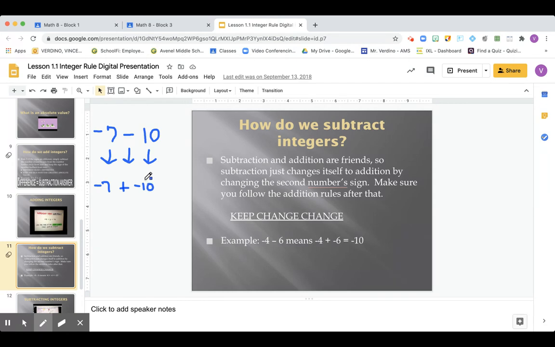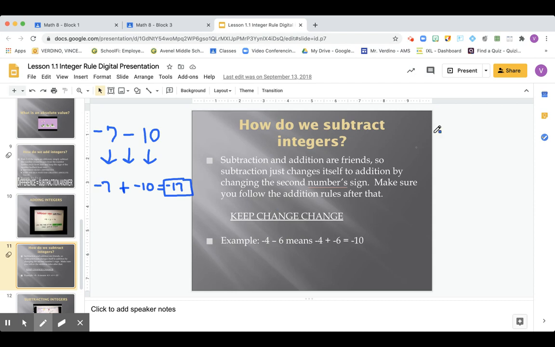Now I'm left with an easier equation here, or an easier expression. -7 plus -10. Now we can go back to our addition rules. They both have the same sign, so we want to take the sum. We want to add them both. We will get 17 and keep the sign of whatever is going on. -17. It's a much easier problem to work with.